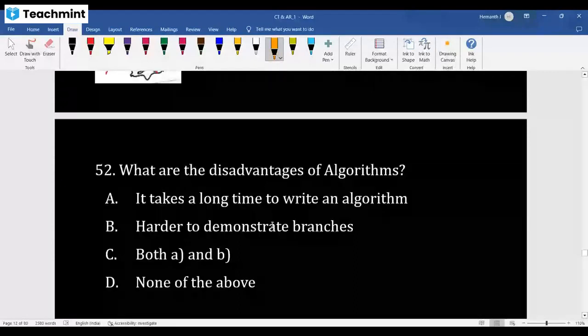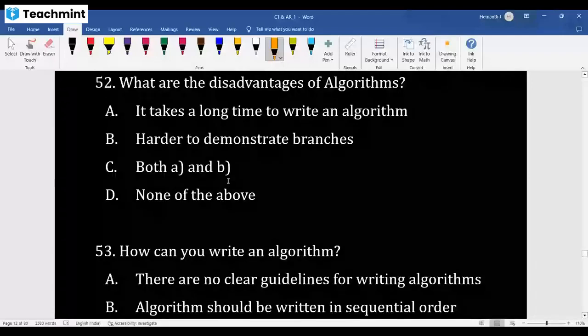You can complete that. Now, yesterday I shared one PDF. There you can find these questions also. What are the disadvantages of algorithms? How can you write an algorithm? What are the disadvantages of algorithms?